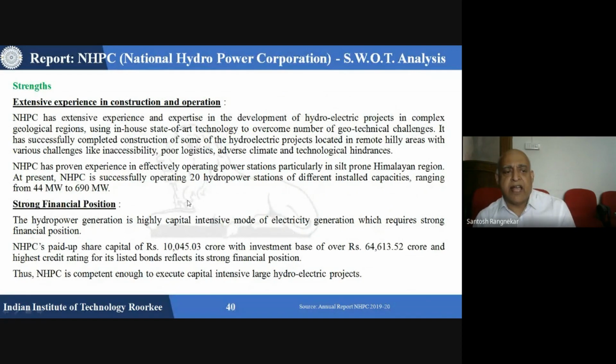NHPC has highly extensive experience in construction and operations. It has extensive experience and expertise in the development of hydroelectric projects in complex geographical regions, using in-house state-of-the-art technology to overcome a number of geotechnical challenges. It has proven experience in effectively operating power stations, particularly in the silt-prone Himalayan region. At present, NHPC is successfully operating 20 hydropower stations of different installed capacities ranging from 44 megawatt to 690 megawatt.